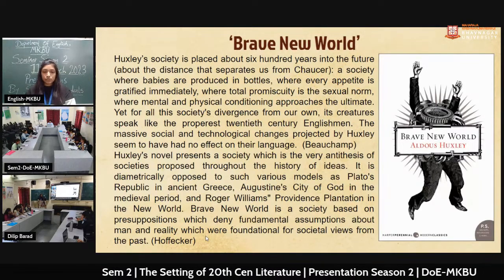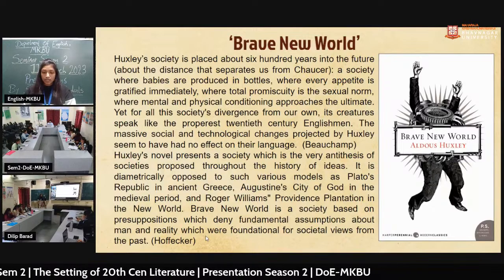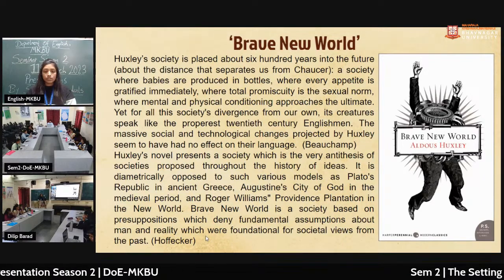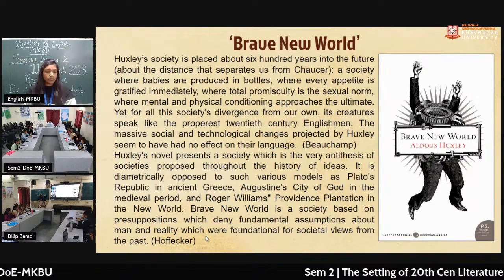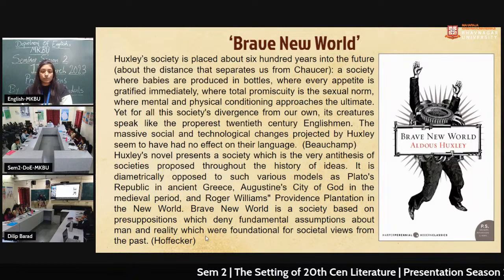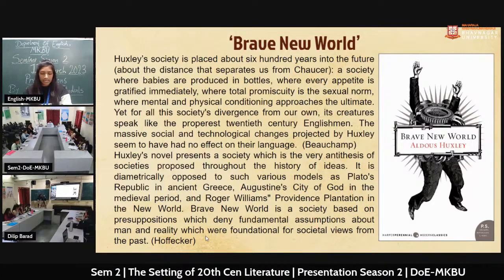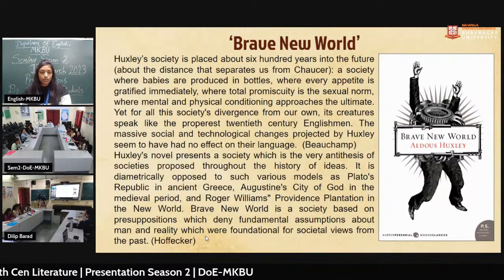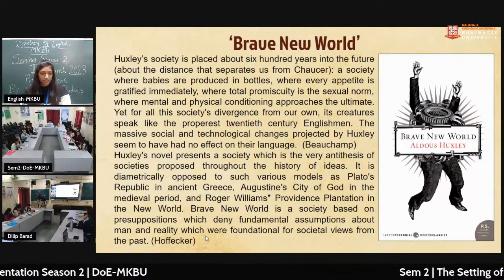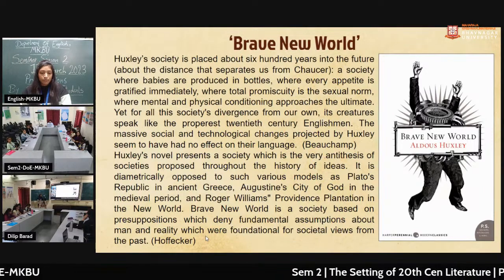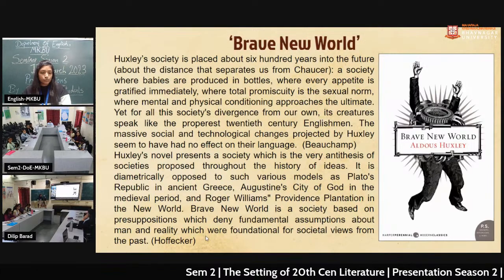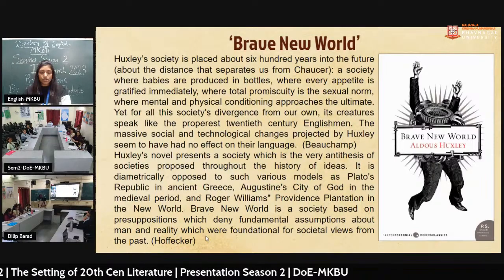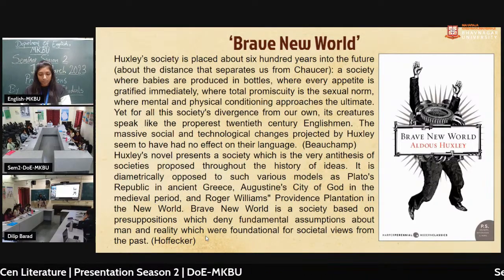Huxley's novel presents a society which is the very antithesis of societies proposed throughout the history of ideas. It is diametrically opposed to such various models as Plato's Republic in ancient Greece, Augustine's City of God in the medieval period, and Roger Williams' Providence Plantation in the New World. A Brave New World is a society based on presuppositions which deny fundamental assumptions about man and reality, which were foundational for societal views from the past.